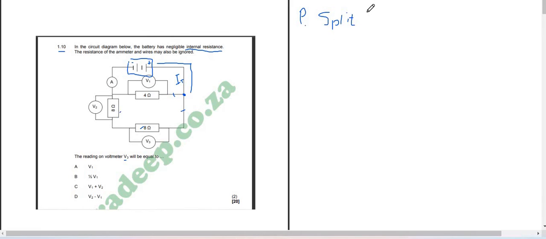However, they split the current, so let me write split I. However, the voltage between parallel resistors is the same. So it means the voltage in this branch that contains the 4 ohm resistor and the voltage in this branch that contains both the 8 ohm and the 8 ohm resistor will be the same. So we will know that the voltage in this branch here, this branch, let me change the color.